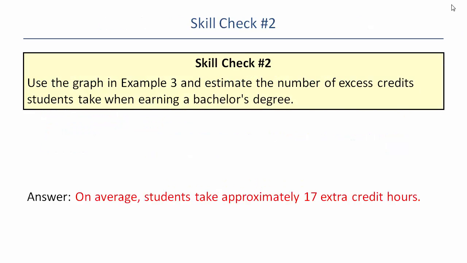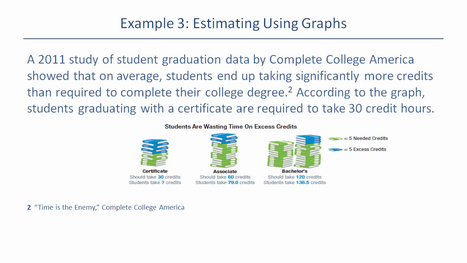All right, one last skill check. Give this one a try. Well, if you go back and look at the bachelor's degree one, obviously they tell us that on average they're taking an extra 17, but as we discussed, it really looks closer to 15. All right, hope this helped.